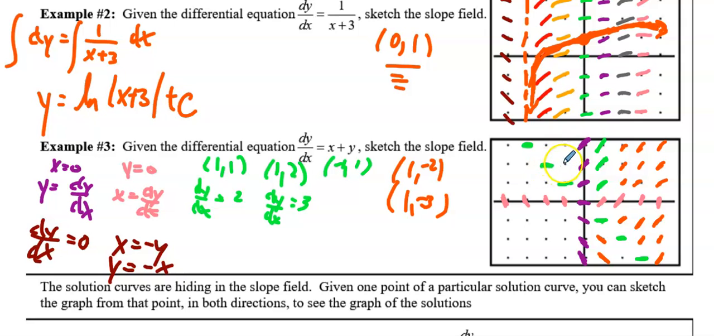But again, we're just looking at our slopes. If this is going too fast for you guys, you can literally go and put these numbers in here. In here, this is negative 1, but this is positive 2. So again, my positive number is bigger. This is going to be positive, positive.